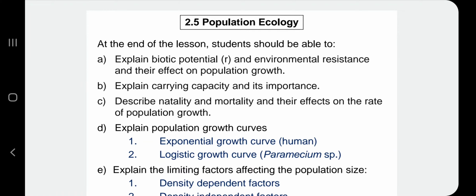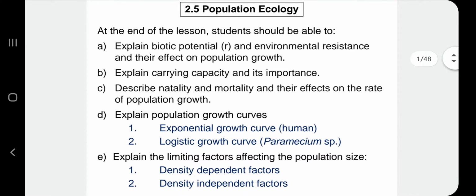Okay, moving on to the last subtopic under chapter 2, which is 2.5 population ecology. Under population ecology, we have 5 learning outcomes. The first one: explain biotic potential and environmental resistance and their effect on population growth.